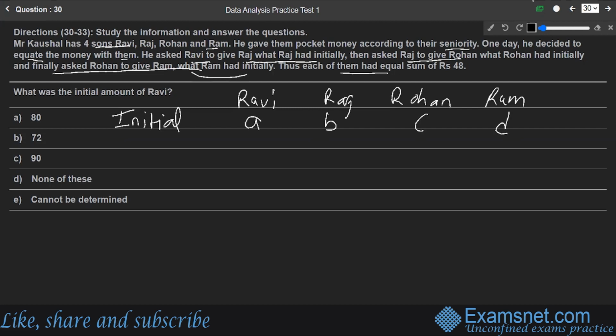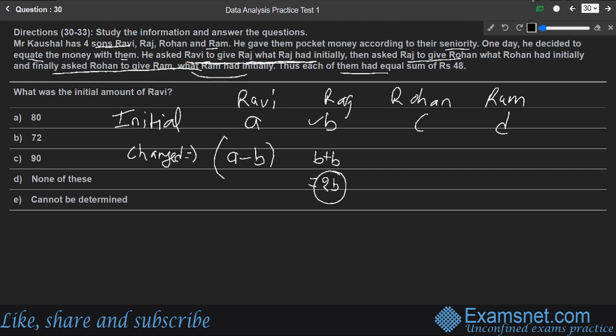Now, after the change has been done, we are supposed to find the changed amounts. So look at the first step. He asked Ravi to give Raj what Raj had initially. So Ravi has given Raj what Raj already had. So Raj would have received B plus B, which is 2B. Raj initially had B and has received B more, so it becomes 2B. He has received this B from Ravi. So Ravi would now have A minus B because B has been given to Raj. So this is the changed amount of Ravi. Then Raj has 2B now.